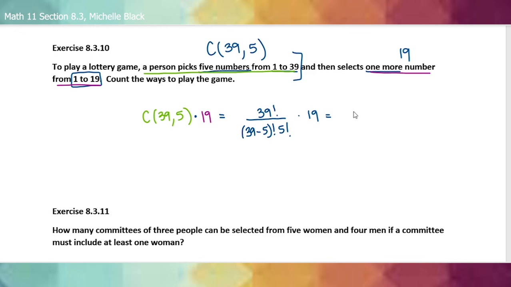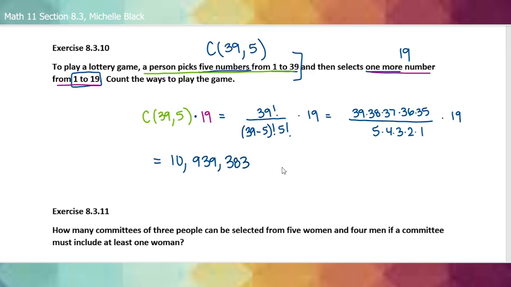If you simplify this, you get 39 times 38 times 37 times 36 times 35 times 34 factorial, so I'm going to simplify that, and then I just have that 5 factorial times that 19. Plugging this into your calculator, you get back 10,939,383 ways to play this game. Again, remember I kind of skipped a step here where I found that this was 34 factorial, so there would have been a 34 factorial on top and bottom, and then we got rid of those.